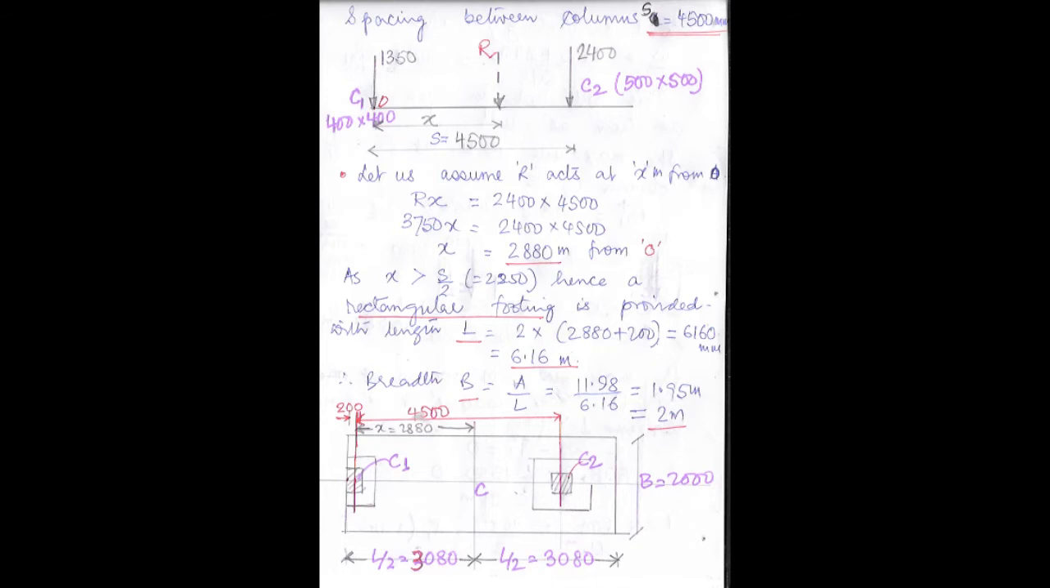2880 from O. So here what is the logic? As x, that is 2880, is greater than S by 2. What is the spacing? S is the spacing between the columns, the center to center distance between the columns, that is 4500. So 4500 by 2 is how much? 2250. So as x is greater than S by 2, here we should provide a rectangular footing. Now what will be the length? The length will be 2 multiplied by 2880 plus 200, that gives us 6160 millimeter.